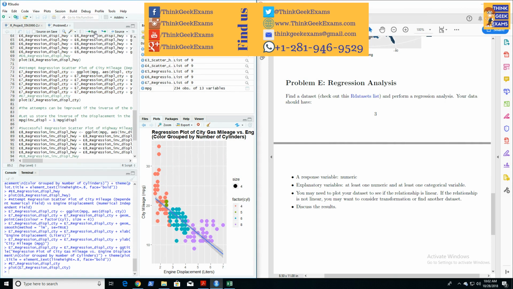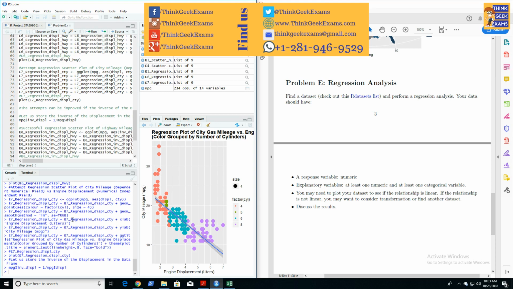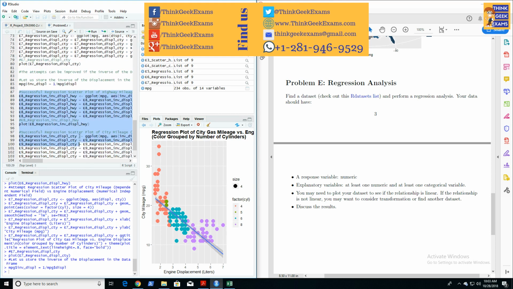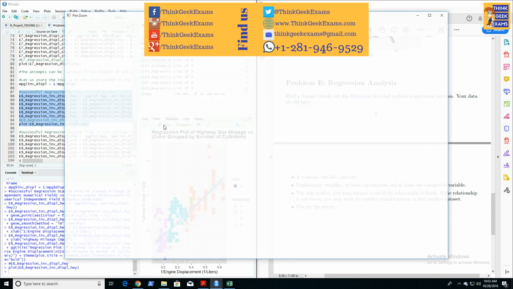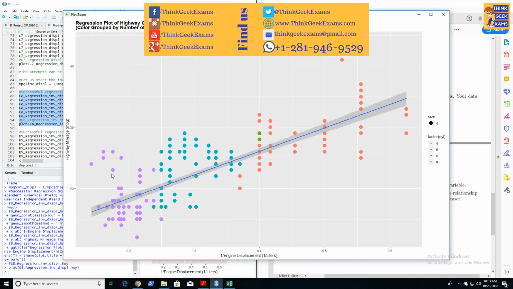So let's run that code. This puts the inverse displacement in the MPG data frame. And then we're going to use that data to plot against highway mileage. Let's run that code first. And yes, this whole data is actually going linearly upwards.